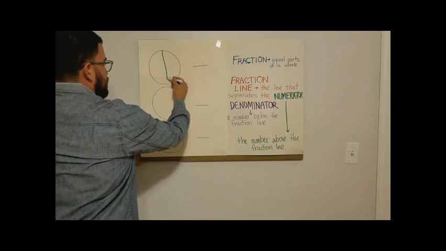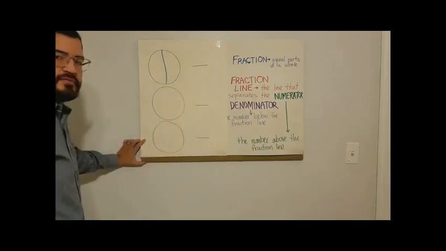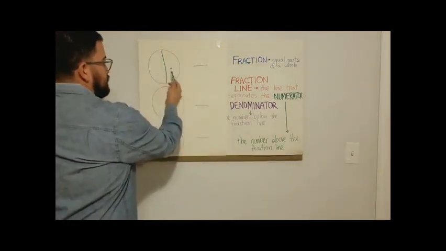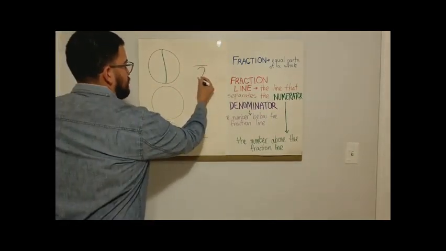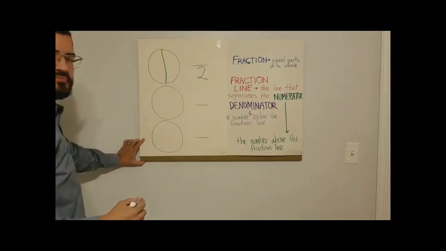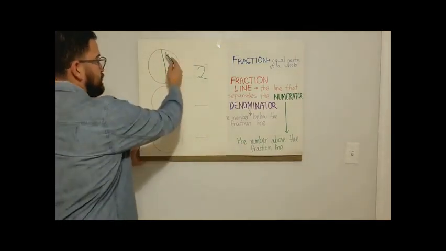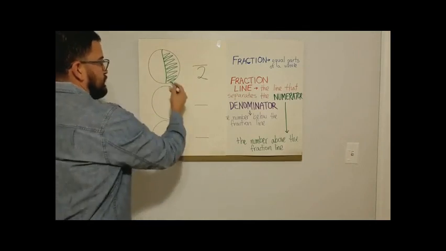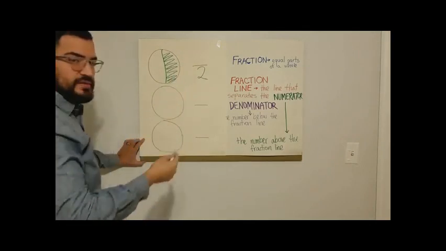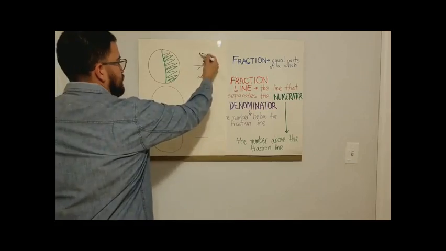So let's say this pizza is cut straight in half. Now we have 2 equal parts. So that number goes on the denominator. Let's say you take away one side of it. Now we have one side that is taken away, and that goes in the numerator.